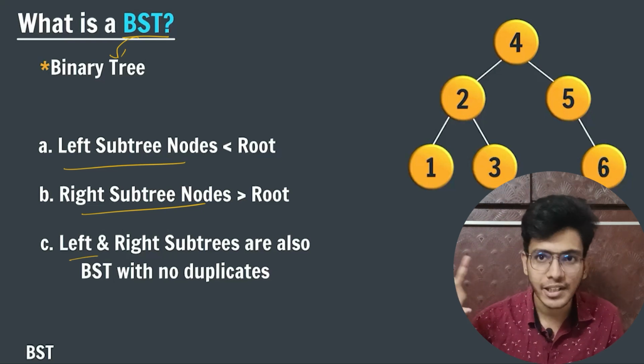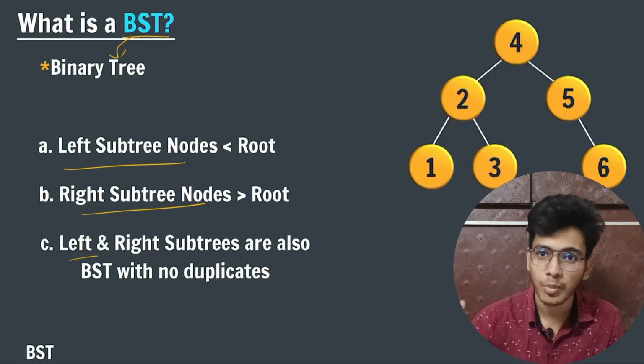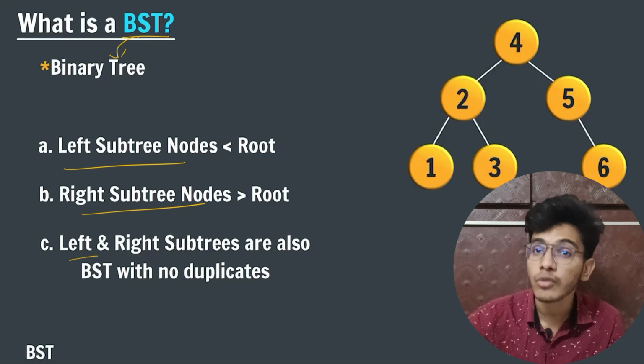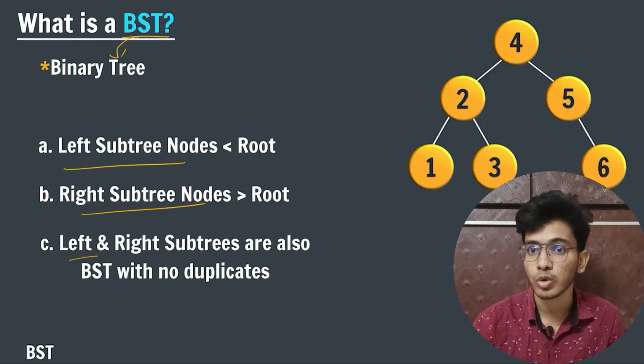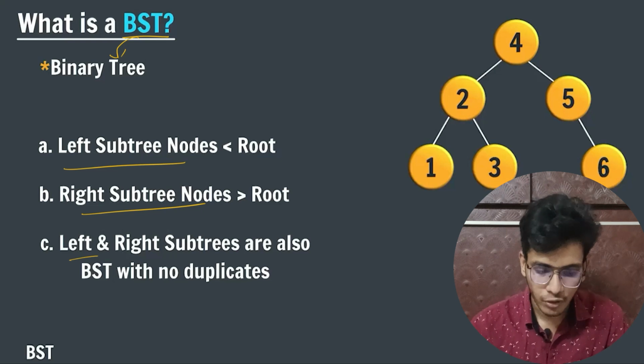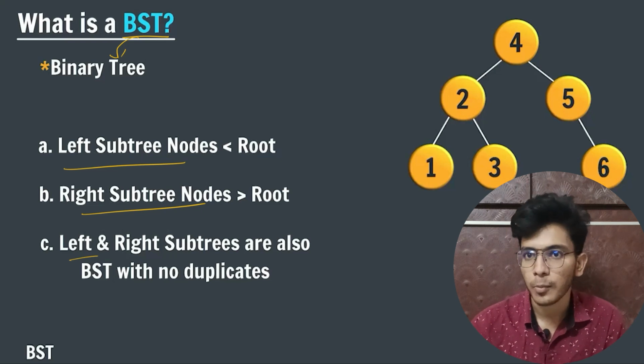The first is that it is a binary tree. The second property is that the left node values should be less than my root node. The third is that the right node values should be greater than my root node. And the fourth is that the left part and the right part of my tree should follow the properties of BST.